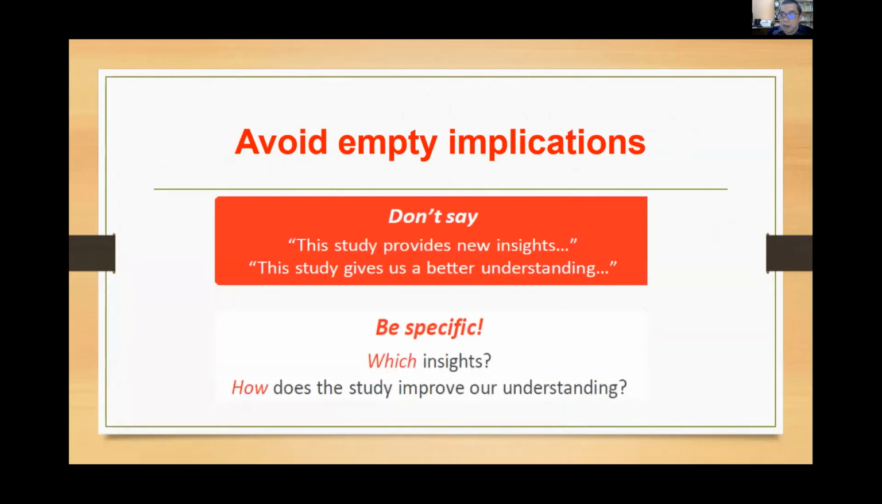Avoid empty implication. Don't say that this study will provide new insight. This study will provide better understanding. Be specific. Which insight? If you say these are new insights, tell the reader what new insight your study has emphasized, your study has highlighted. And if you say there's a better understanding, how does the study help us improve our understanding? This is something you have to tell. Don't make the sentence too abstract or too empty. You give an empty promise to the reader, but the reader doesn't know what you're trying to tell them.